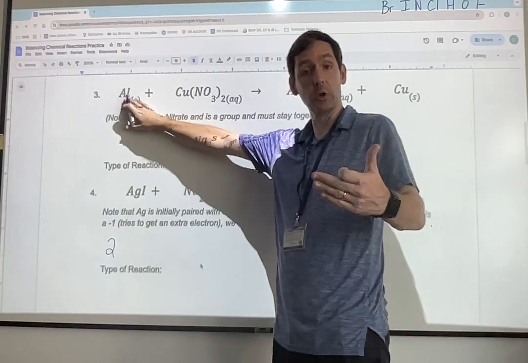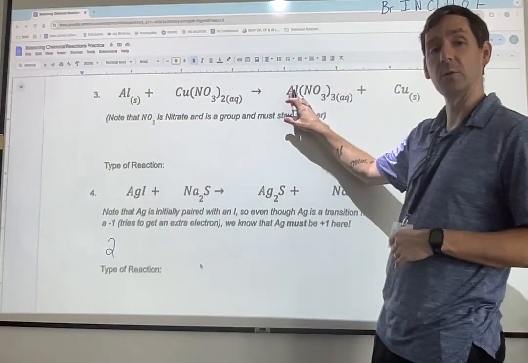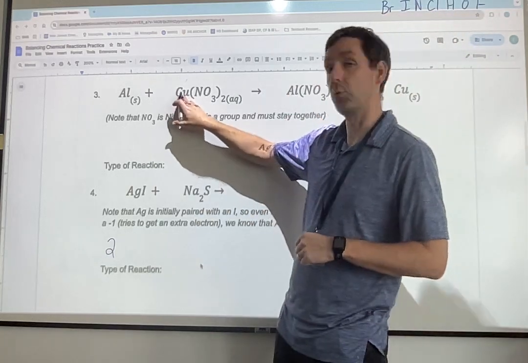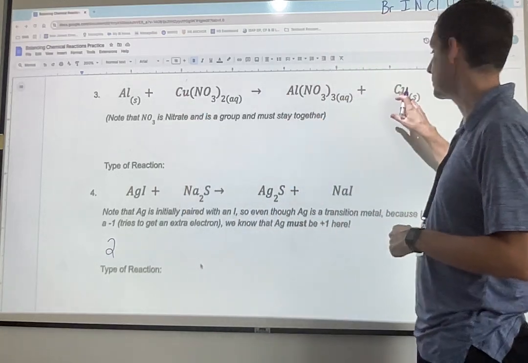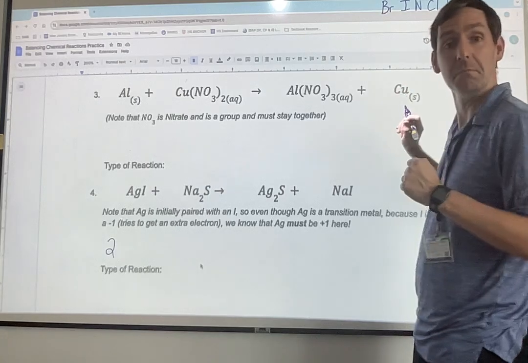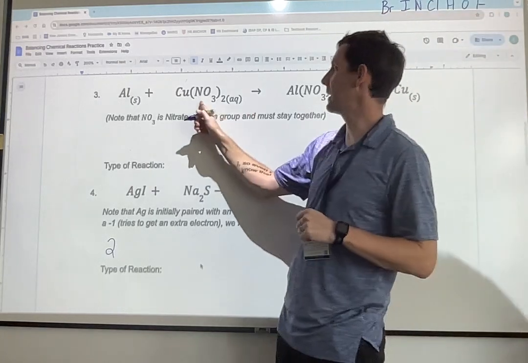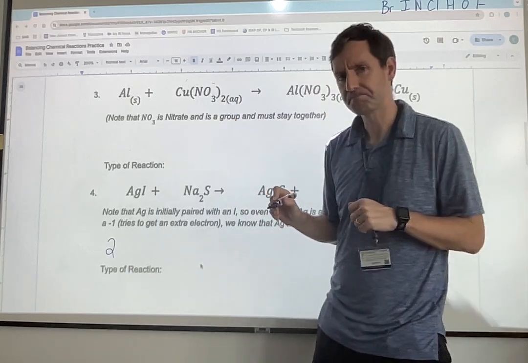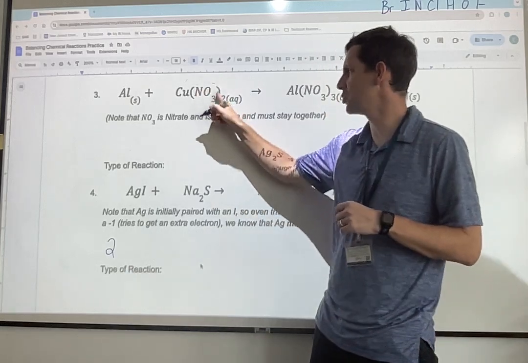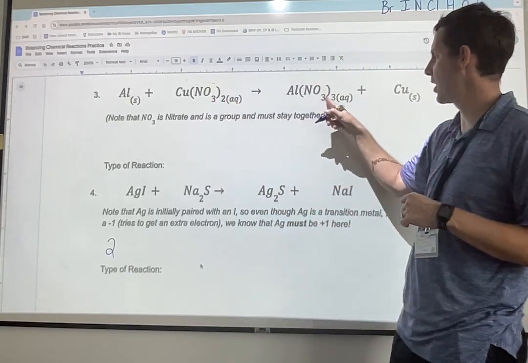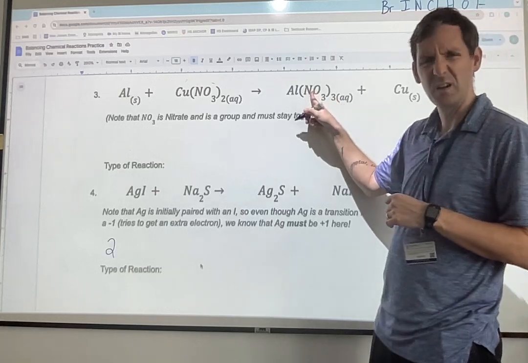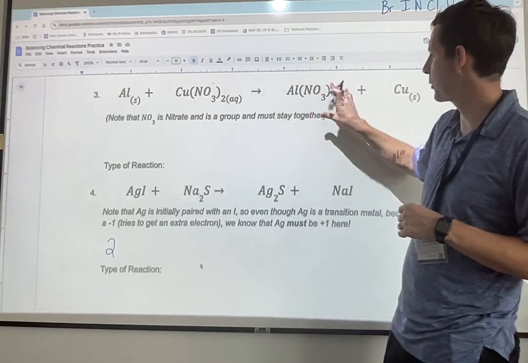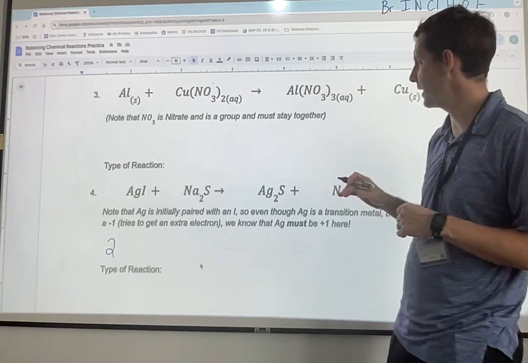Okay, so I see one aluminum here, I see one aluminum there. We're starting off good. Then we go to the copper. I see one copper here, I see one copper there. All right, no problem. Now I get to this one. I see two NO3s, so I've got two of those nitrates here. Now I look here, and there are three of them. Ugh, how am I going to balance that? I've got two here and three of that group over here.